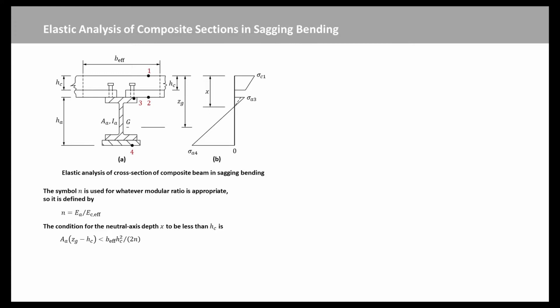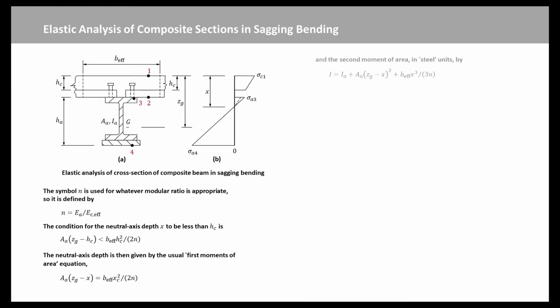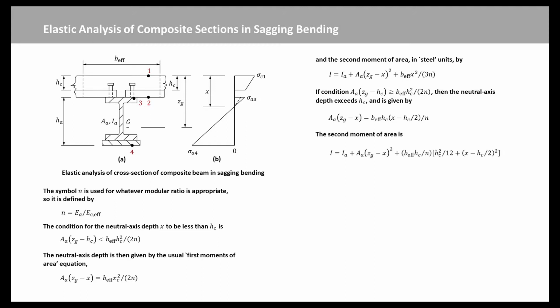The condition for the neutral axis depth x to be less than hc is this expression. The neutral axis depth is then given by the usual first moment of area equation. The second moment of area in steel units is given by this equation. If the condition is not satisfied, then the neutral axis depth exceeds hc, as in this figure, and is given by this equation. The second moment of area is this equation.